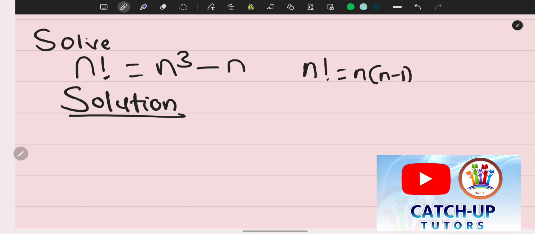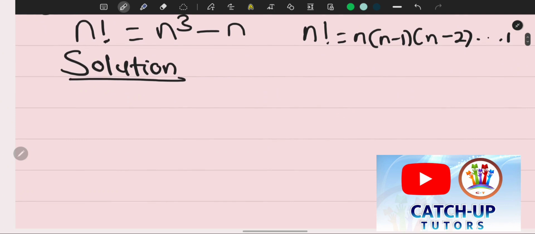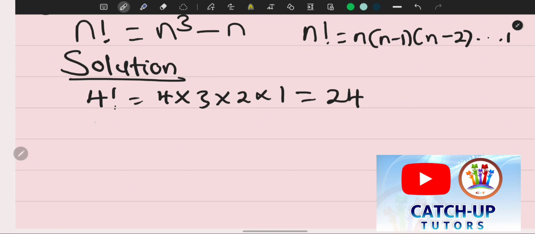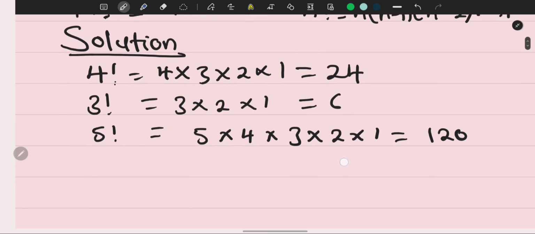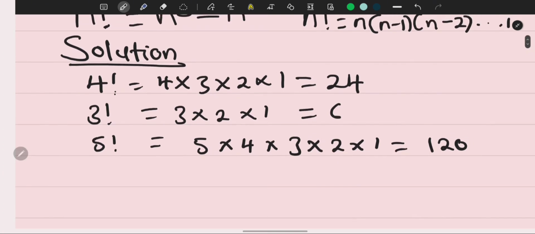and it is given to be n times n minus 1, n minus 2, then down to 1. That is the definition of n factorial. And what this means in a real sense is, let's consider 4 factorial. This is just like 4 times 3 times 2 times 1, and this is 24. Then if you have, let's say, 3 factorial, this is 3 times 2 times 1, so this is 6. Let's say we have 5 factorial, this is 5 times 4 times 3 times 2 times 1, so this is 120. And so that is the definition of factorial.